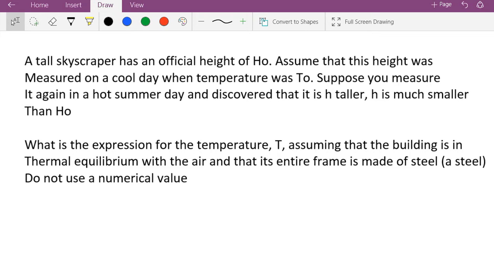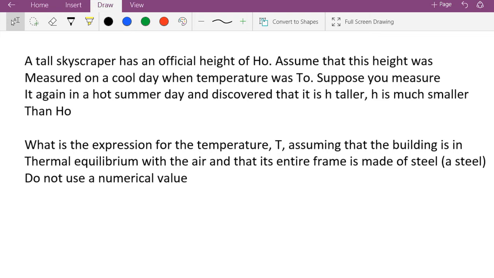What is the expression for the temperature T, assuming that the building is in thermal equilibrium with the air and that its entire frame is made of steel? Do not use a numerical value. This was the homework problem that a lot of people said they had a hard time with. It's a conceptual problem, and you don't have numbers to deal with. You need to solve for a final equation.